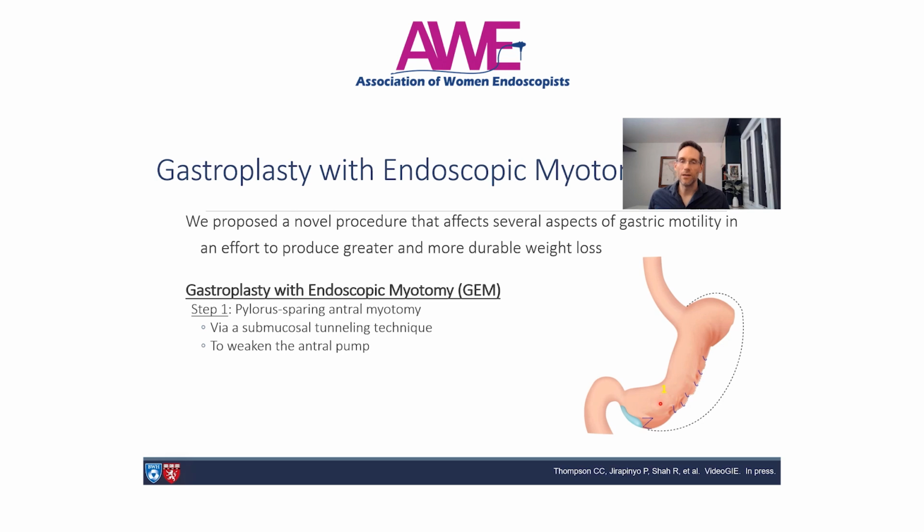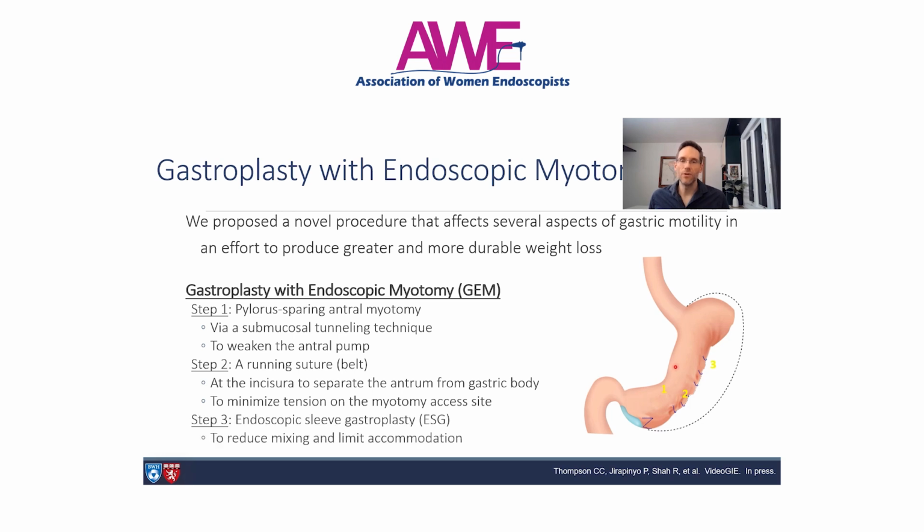We create a long tunnel extending from the level of the incisura all the way to the pyloric ring, and then a myotomy the entire length of the antrum, sparing the pyloric ring. So it's a pylorus-sparing antrum myotomy, the opposite of a G-POEM. We then do a running suture or a belt separating the antrum from the body to protect the mucosotomy and hopefully further slow gastric emptying. And finally, we do an abbreviated ESG, again to affect that second phase of gastric digestion and maybe even pull down the fundus a bit, affecting the first phase.